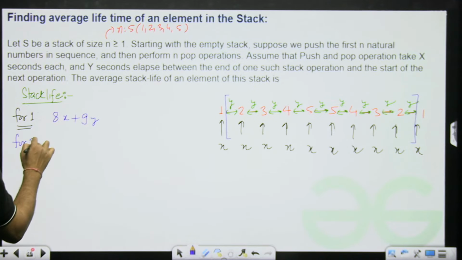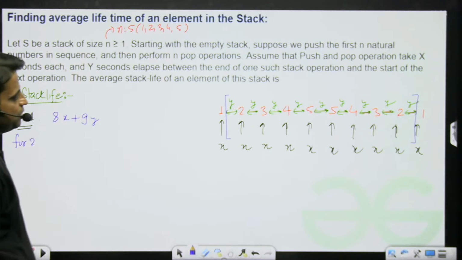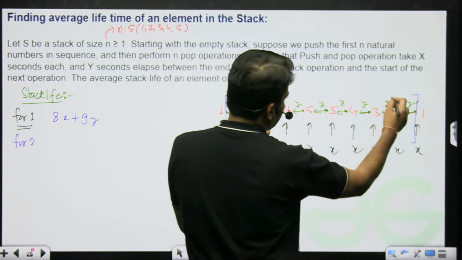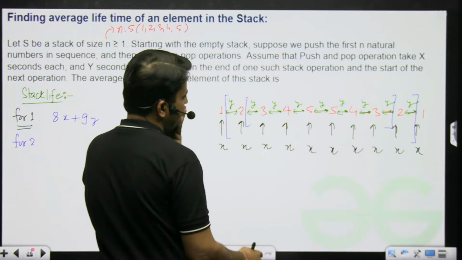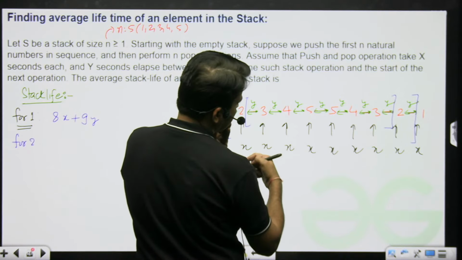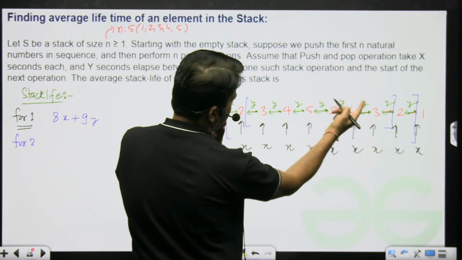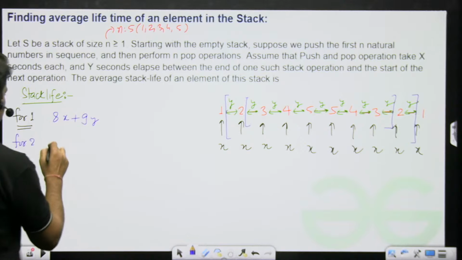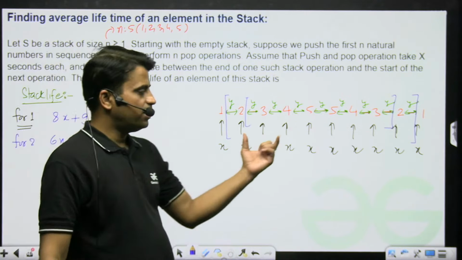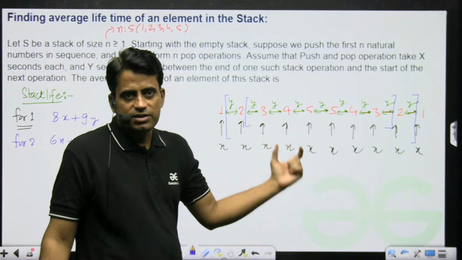Similarly for 2, what is the stack life for 2? For 2, the total duration is from here to here. So this is the life of 2 in the stack. How many total x? 1, 2, 3, 4, 5, 6. And total y: 1, 2, 3, 4, 5, 6, 7. So this is 6x plus 7y. This is the life of 2 in the stack.